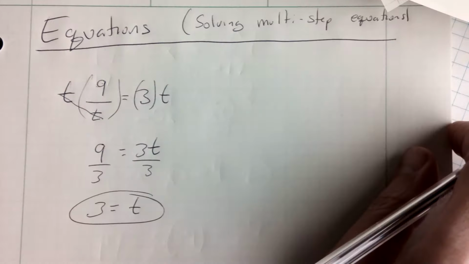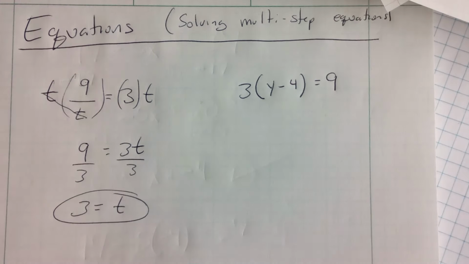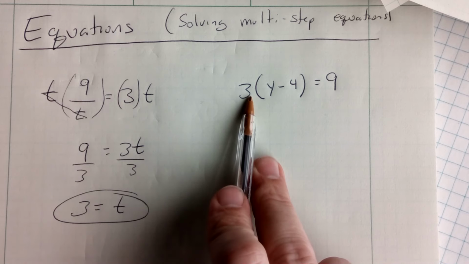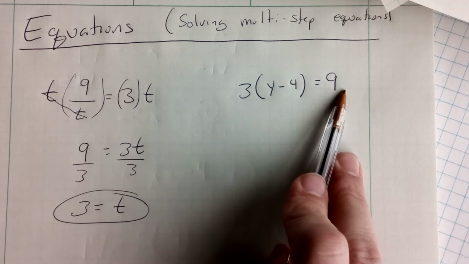Another equation that they're going to give you is with parentheses, which we've learned the distributive property, but sometimes it's easier to do it without doing the distributive property. And what I mean by that, I'm going to show this equation in two ways. So they're going to give you 3 times (y minus 4) equals 9. You can make this technically a four-step equation, or you can make it a two-step equation.